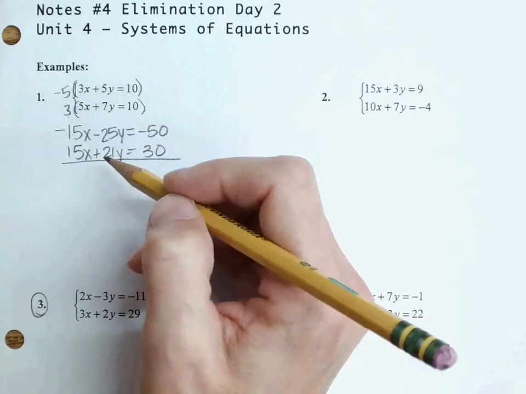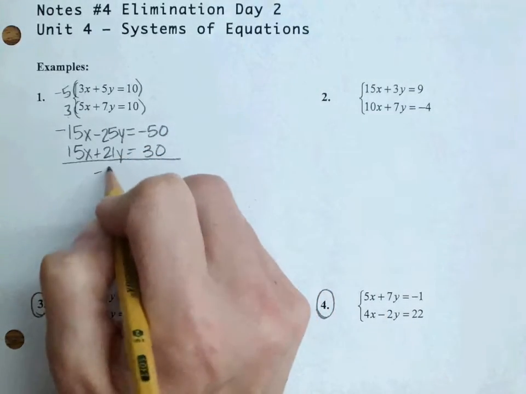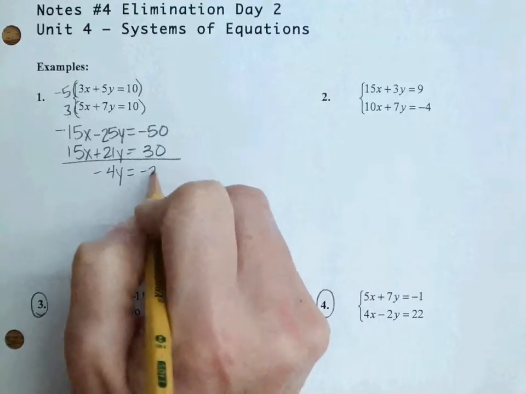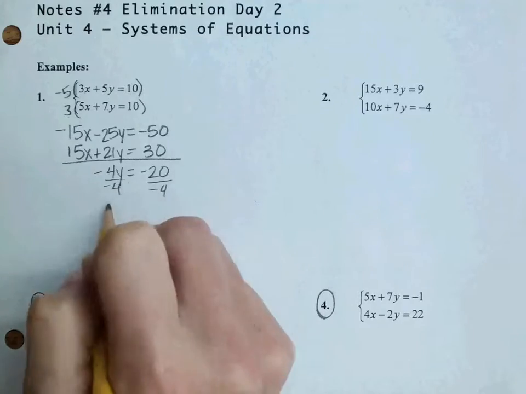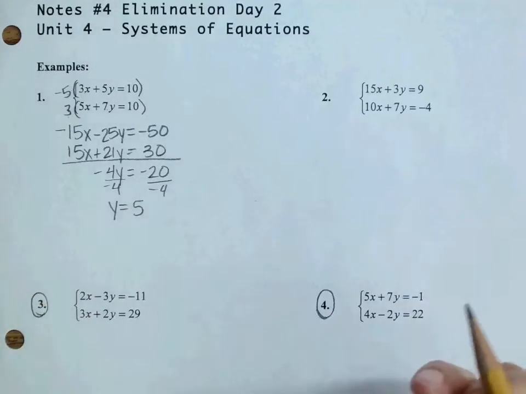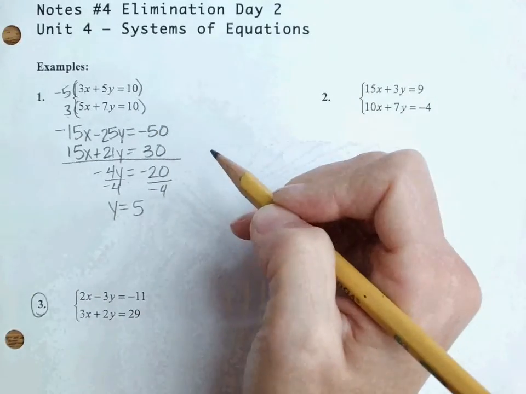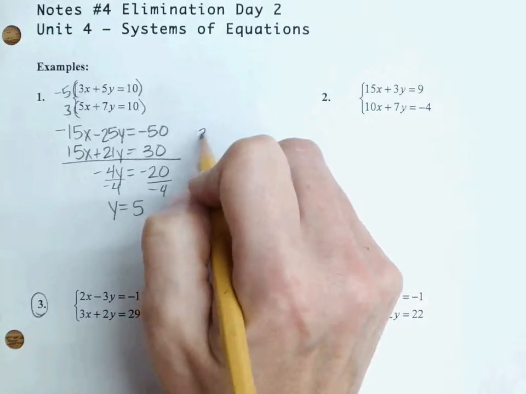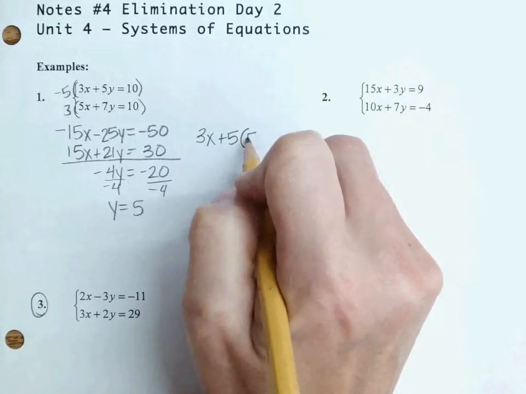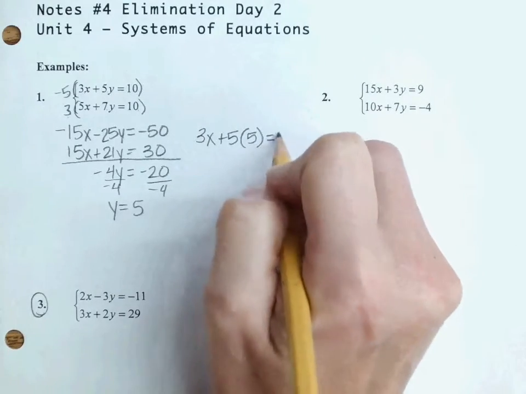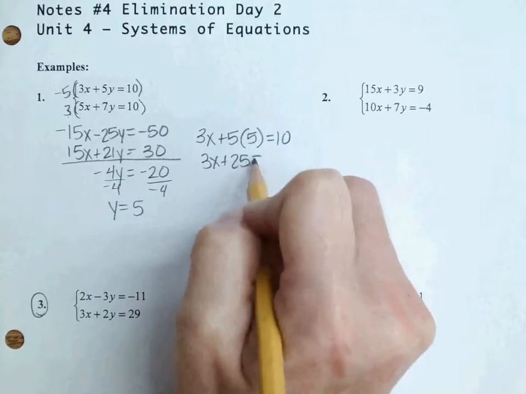So negative 15x plus 15x cancel out. Negative 25y plus 21y is negative 4y, equal to negative 20. I divide both sides by negative 4, and I have y equals positive 5. From here, we just pick one of the equations and substitute 5 in for y. I'm going to take 3x plus 5, and instead of writing y, I'm going to substitute in that 5, equal to 10.